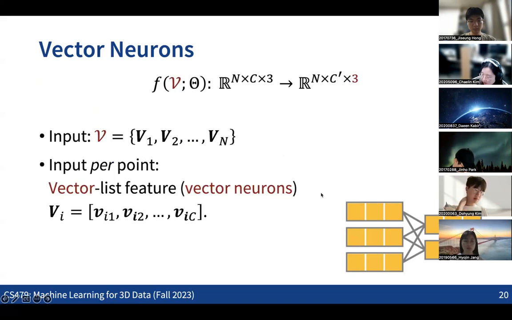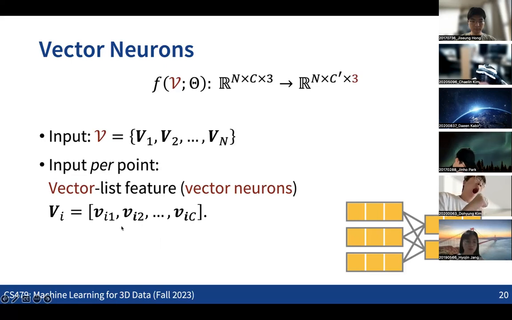In the next slide, what we can see is that as the input, we also have a set of features for each point. And here each v_i indicates the feature for each point. As the feature of each point, what we have is a vector list feature.